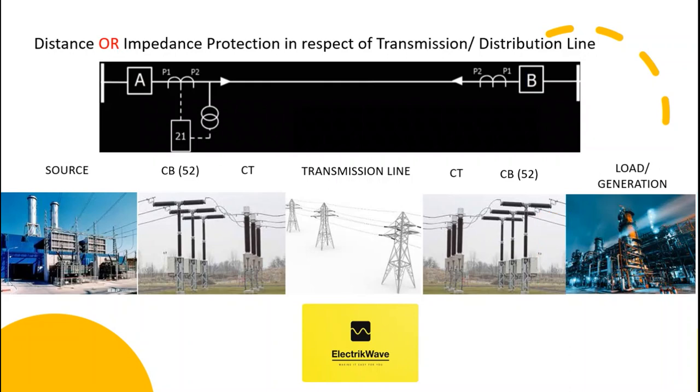For the impedance relay or distance relay, input required is current and voltage. Current can be fed from current transformer with protection class core, and voltage can be fed through voltage transformer with protection core.